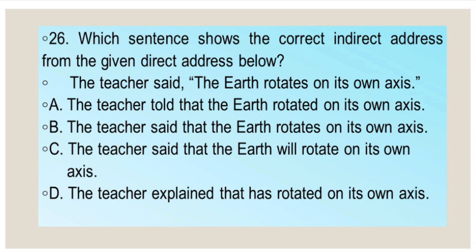We eliminate alpha because it changes rotates to rotated. Okay, remove. Let's look at option Bravo or B. The teacher said that the earth rotates on its own axis. Okay, there is no change in the verb. Let's consider it. Let's look at Charlie. The teacher said that the earth will rotate. The verb is changed to will rotate. Remove. Let's look at Delta. Has rotated. That is not right. So therefore, option B is the answer.